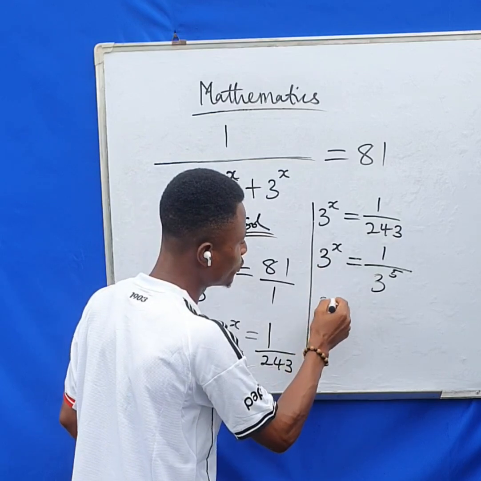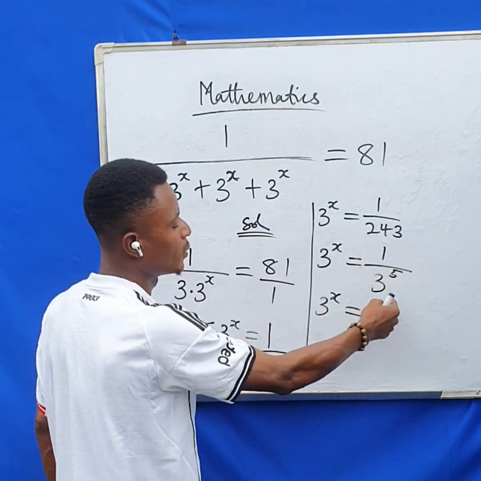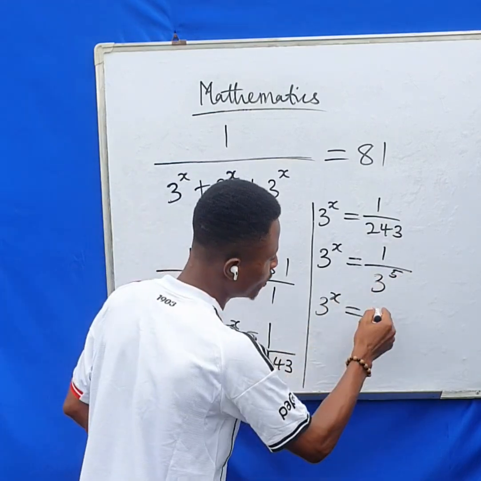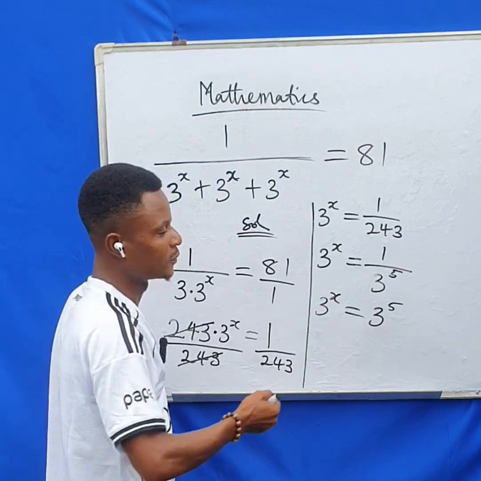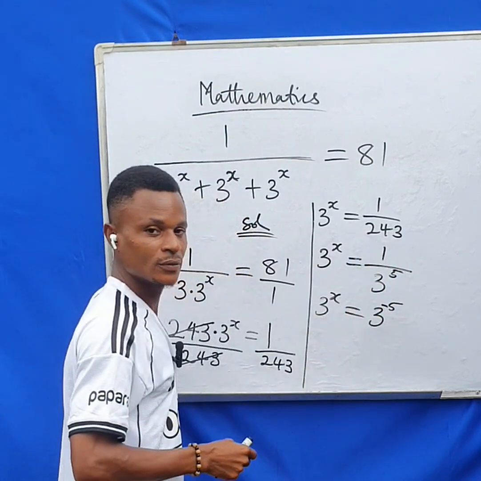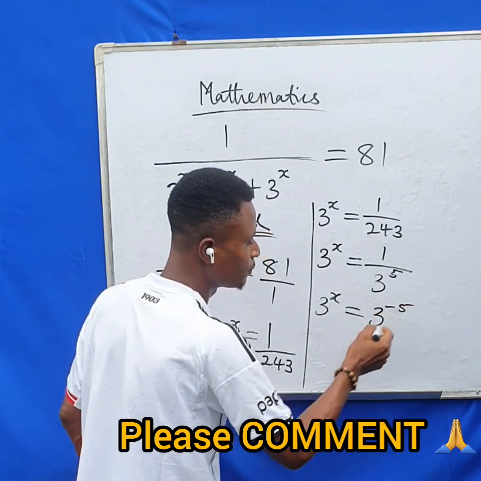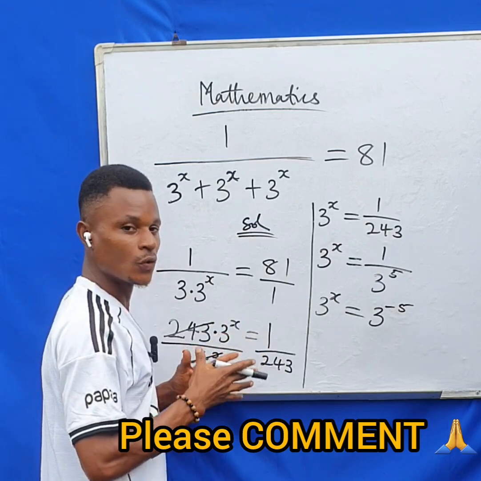Let's write down this one. 3 raised to the power of x equal to. Now, because we have 1 over this, just write down this number, 3 raised to the power of 5. After you have written down the 3 raised to the power of 5, because of this 1 over, just put a negative sign for the power. And this will give us 3 raised to the power of negative 5. You understand? This is in accordance with law of indices.